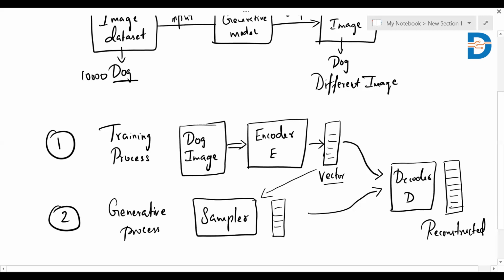Whereas during the generative process, the sampler will take some random vectors from those generated by the encoder, and they will be passed to the decoder to be reconstructed into a certain image.